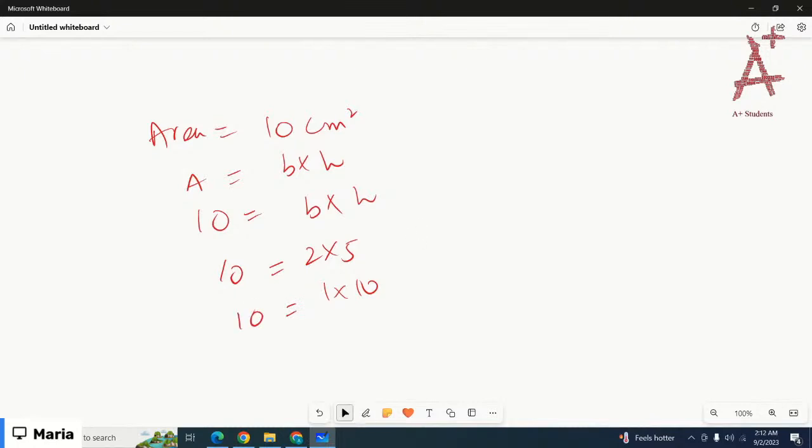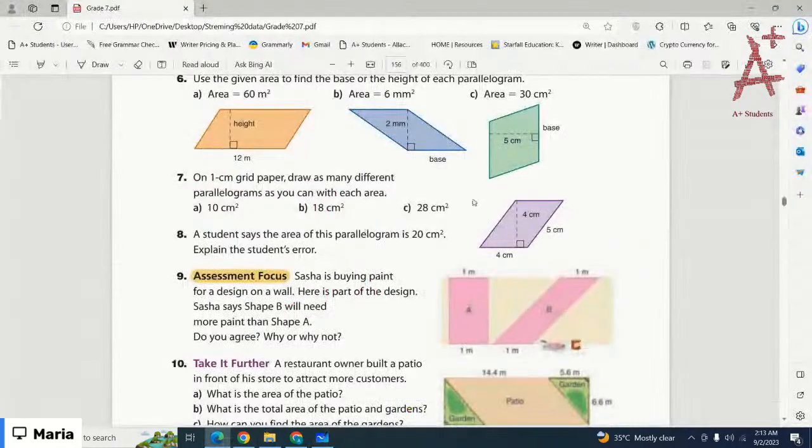So that means you can draw the parallelogram with area 10. You can draw two different parallelograms with the measurements 2 and 5 and 1 and 10, right? Okay, the B part is a C. Let's just do the C part, 28 centimeter square.